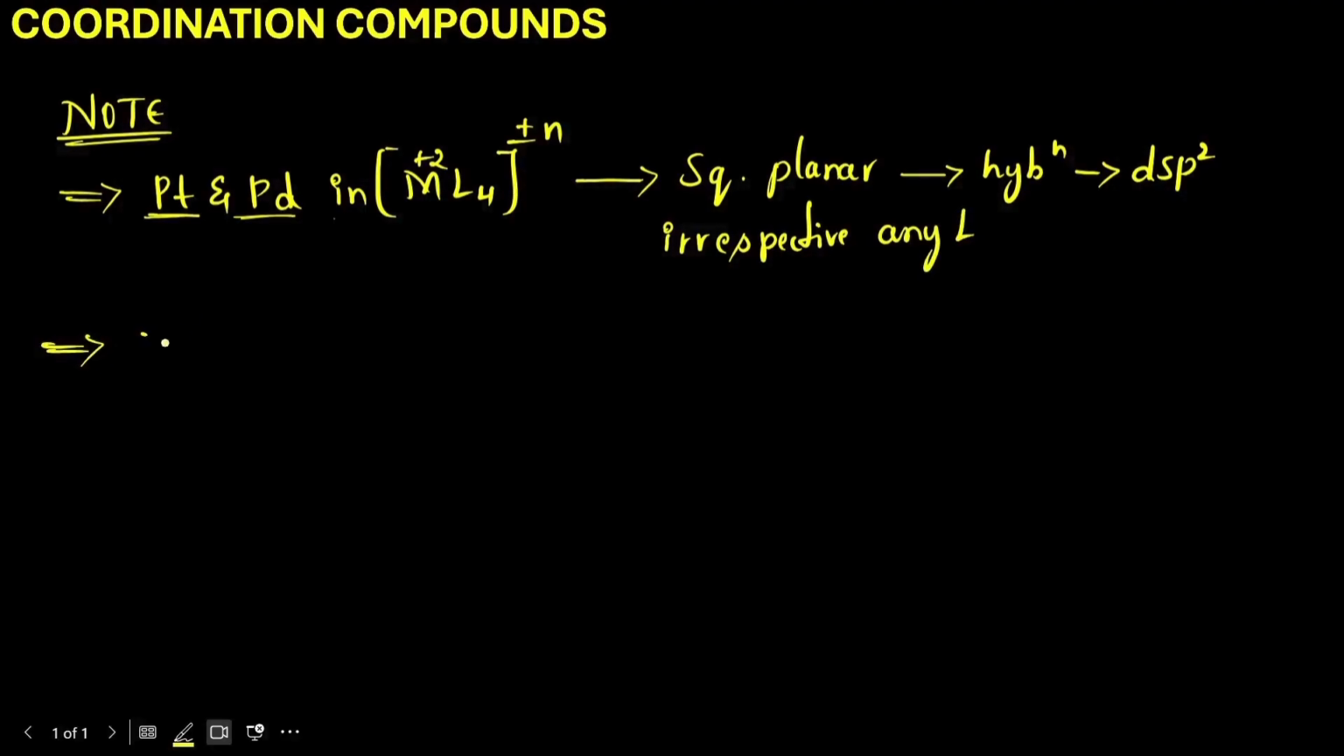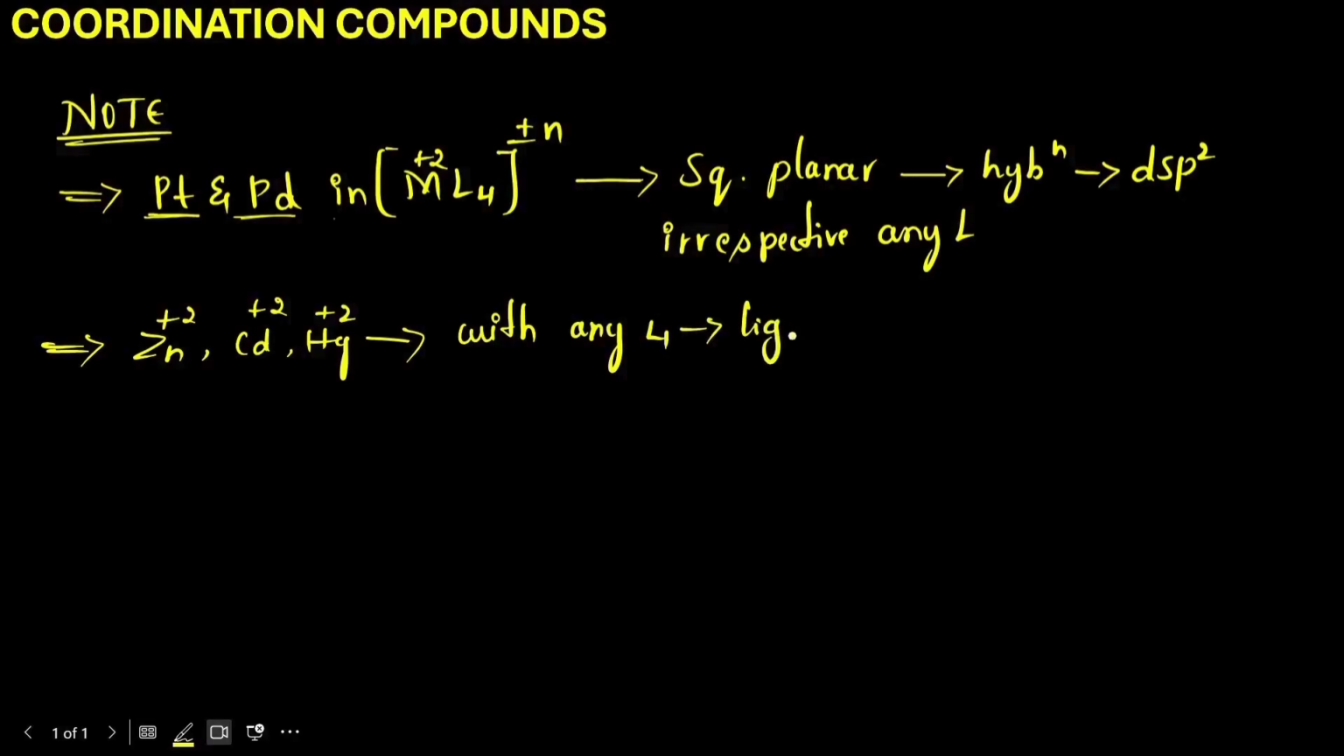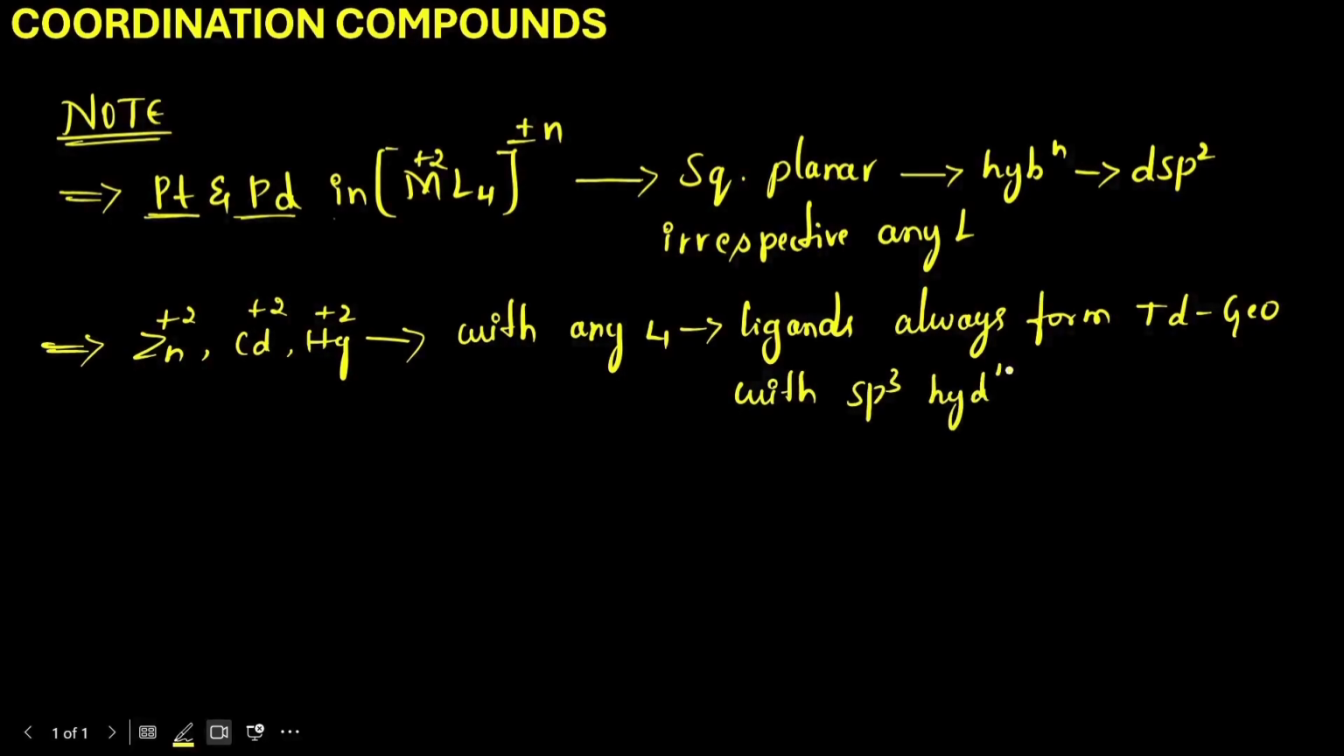Next one is Zn plus 2, cadmium plus 2, mercury plus 2. These metal ions with any 4 ligands always form tetrahedral geometry with sp3 hybridization, and which are diamagnetic in nature.